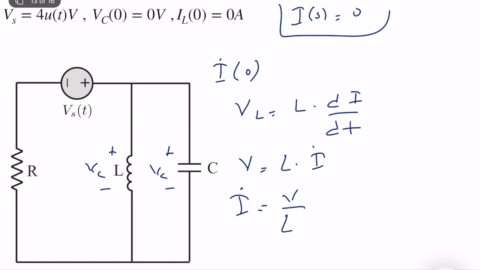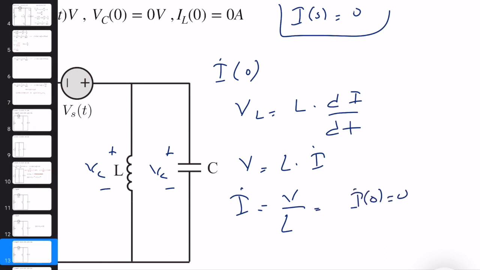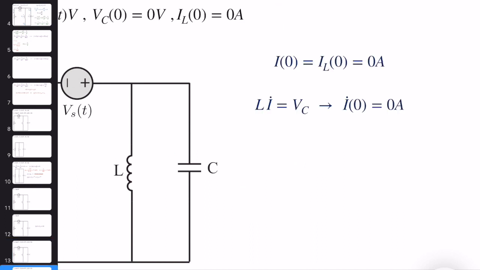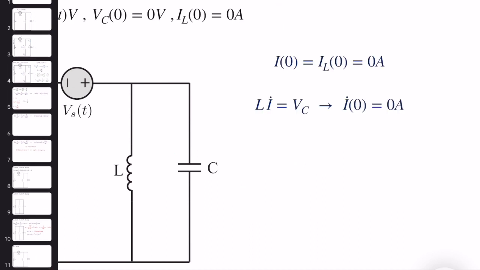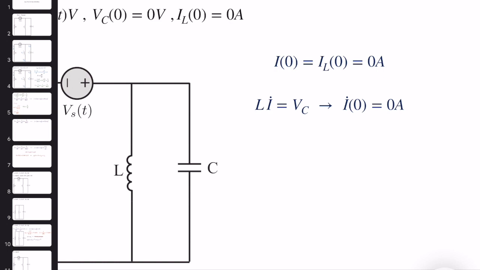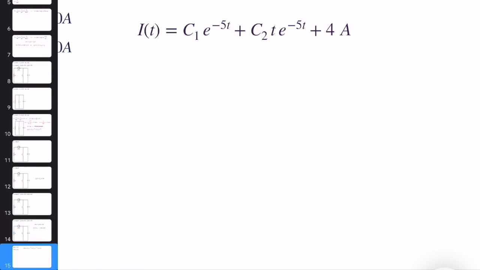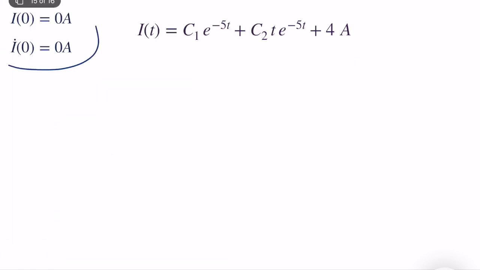I know that VC(0) is equal to 0. It cannot change abruptly. So in that respect, I dot (0) is equal to 0. So I know everything, and now I can proceed. Both I(0) and I dot (0) equal 0. That's great. The remaining thing is just to compute the remaining coefficients.